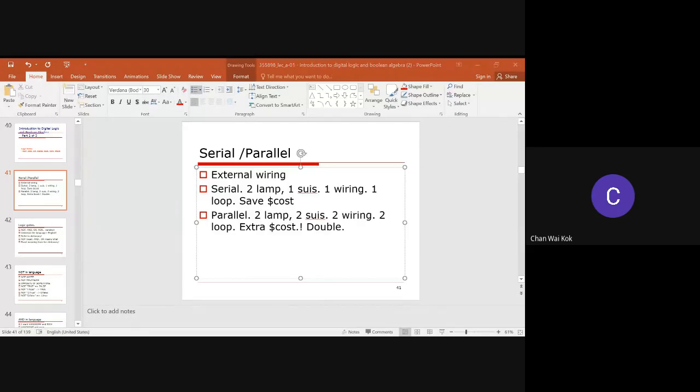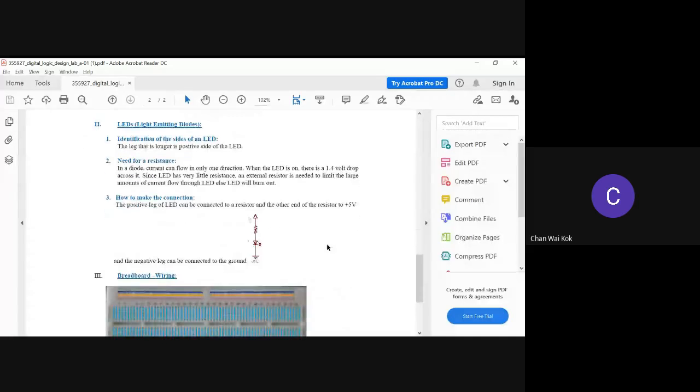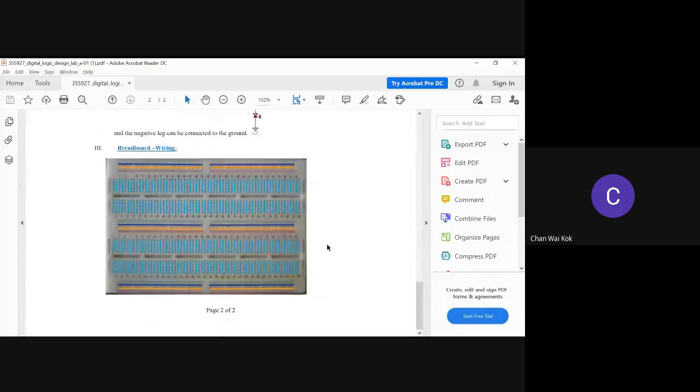Okay, so let's stop sharing, and then let's share the PDF file. We're going to switch here and there.